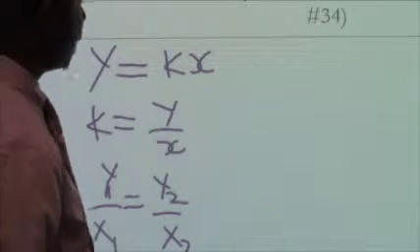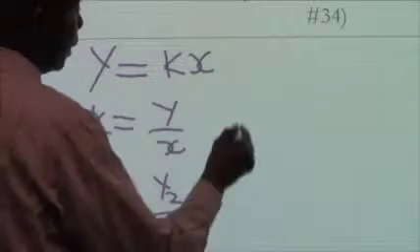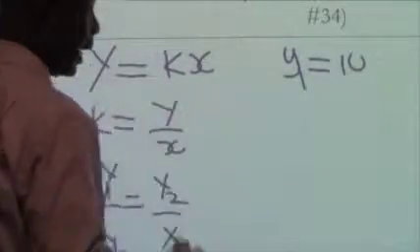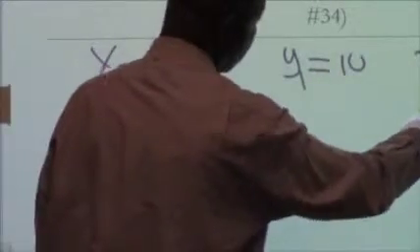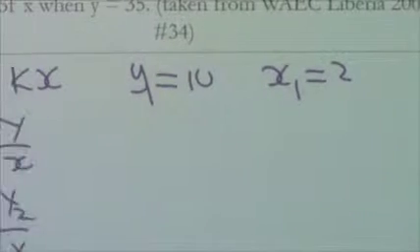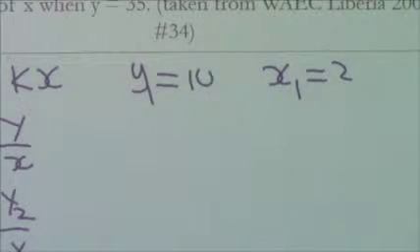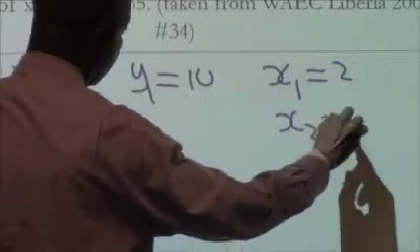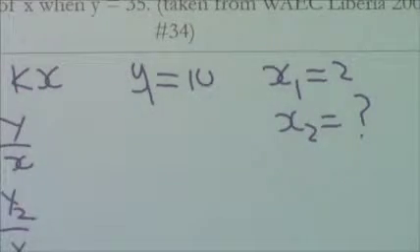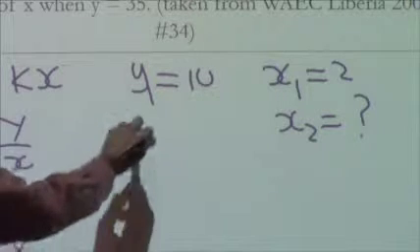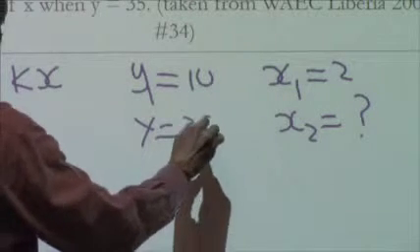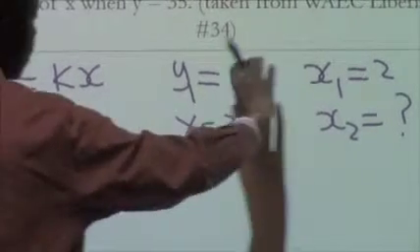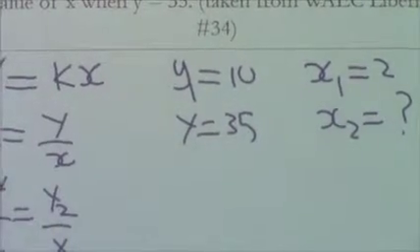So now let's read the problem. When Y is equal to 10, so let me say that's Y1 equals 10, the X is 2, so that means X1 would be equal to 2. And if we find the value of X, that means X2 is what we don't know, when Y is equal to 35. We can use this relationship, or we can go ahead and find K using Y1 and X1, finding the equation and solving.